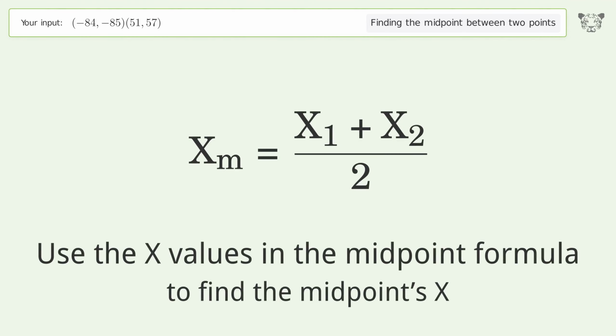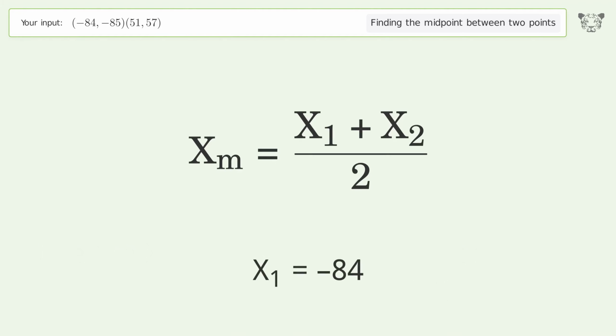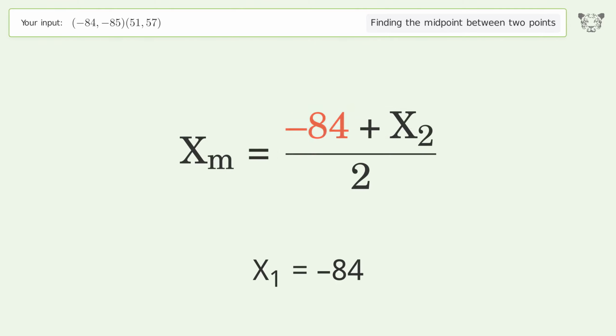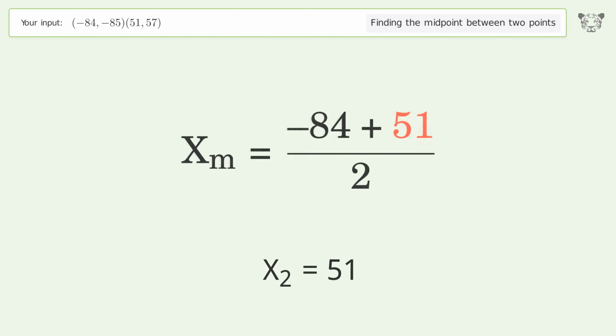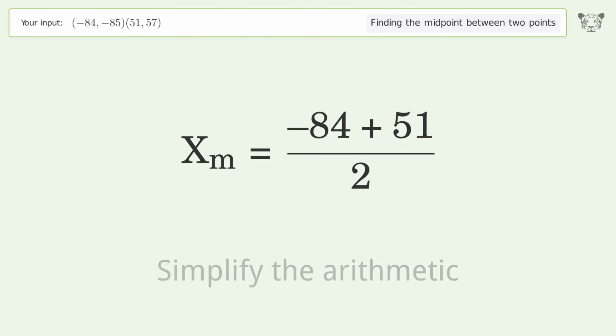Use the x values in the midpoint formula to find the midpoints x. x1 equals -84. x2 equals 51. Simplify the arithmetic.